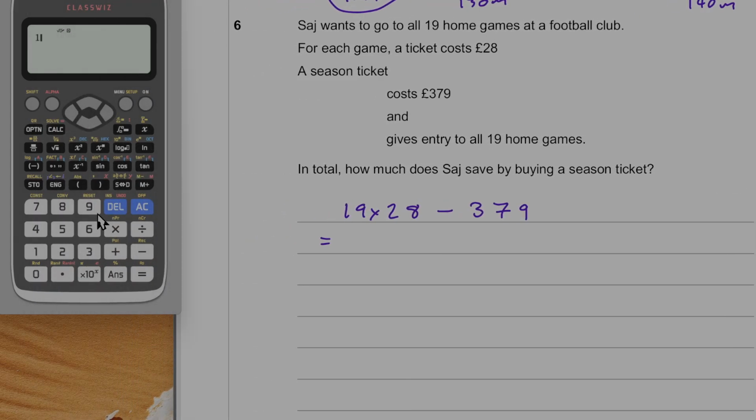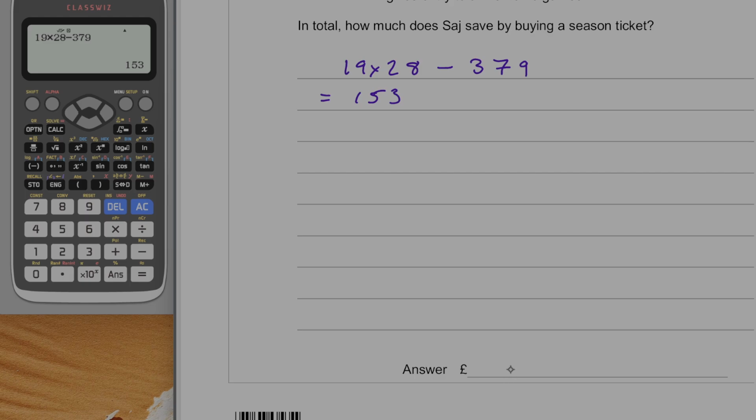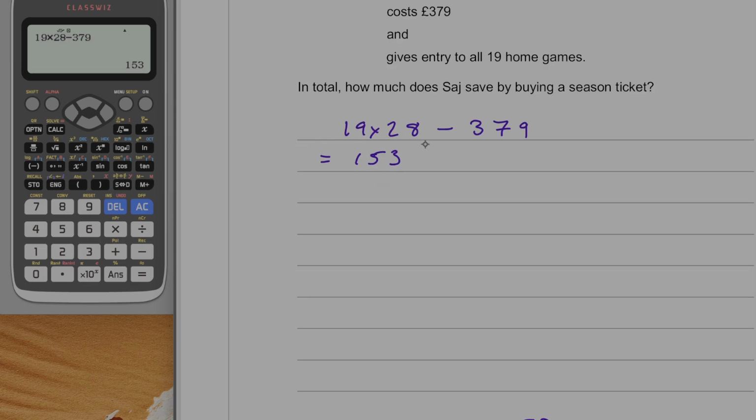So 19 times by 28, and then subtract the season ticket price 179, and we're looking at a saving of £153. So 153. Nothing wrong with doing it in several steps. So do the multiplication first and then do the subtraction. I'm just saving a bit of time there.